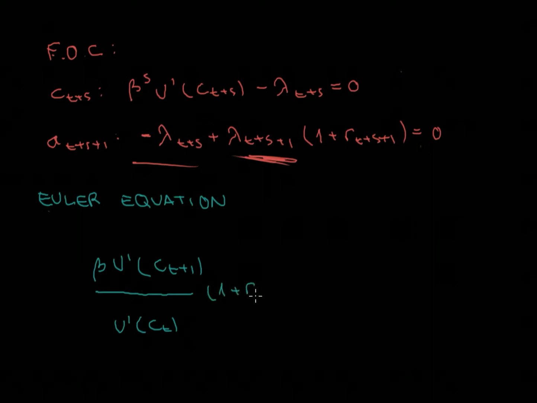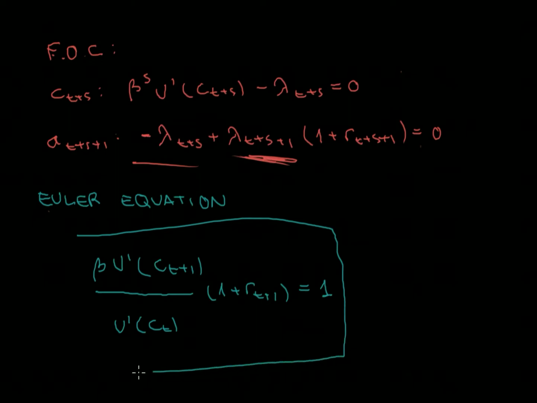C_t plus R_{t+1}, this equaling 1. So in the end, this is the optimality condition, the Euler equation, and it's not very different from the two-period model. I mean, we have the discount factors, and that's the main thing that changes here.